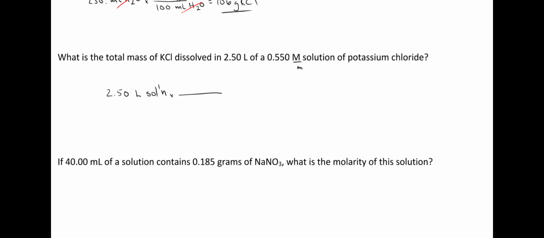It can be separated into 2 units, moles of potassium chloride for every liter of solution. Since we want to cancel liters of solution, we put that in the denominator. And then we have 0.550 moles of potassium chloride, and we will put that in the numerator.